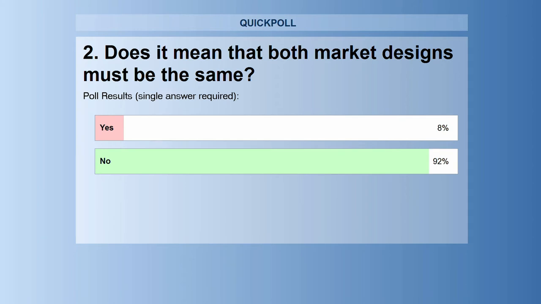Well, this is a majority for no. And in fact, to be honest, I can see a logic for both of the answers, both for the yes and for the no. This is a significantly difficult question to answer, and in fact, most of the webinar today is about giving the frame and giving some discussion to this question.